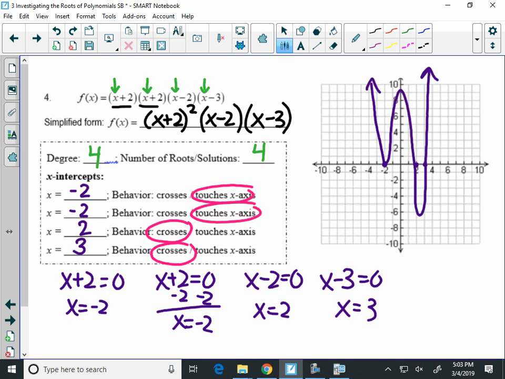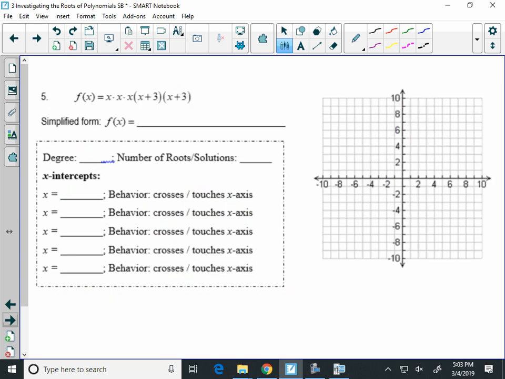All right, let's look at 5. This one's going to have something a little bit different. So my simplified form here, I have x times x times x, which is x cubed, and then x plus 3, the quantity squared, because there are 2 x plus 3's.